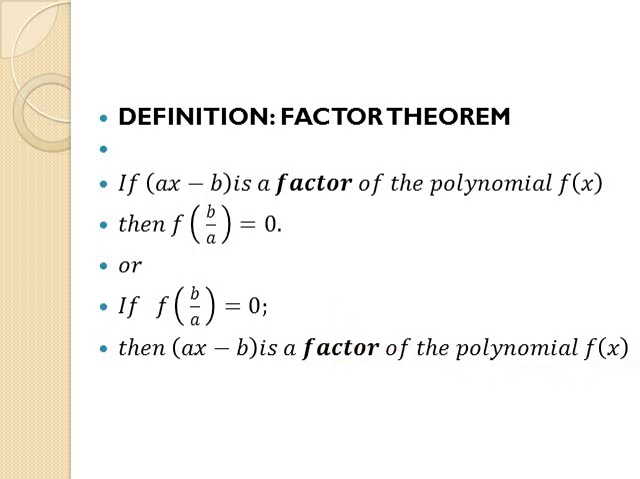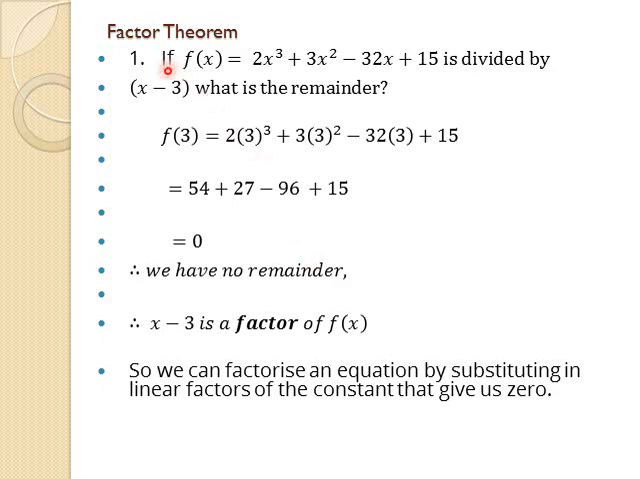Right, so let's look at how we use this. If f of x equals 2x cubed plus 3x squared minus 32x plus 15, and it's divided by x minus 3, what's the remainder? If I solve x minus 3, x would equal 3, right? So if I substitute 3 in there, that becomes 2 times 3 cubed plus 3 times 3 squared minus 32 times 3 plus 15. So that gives me 54, 27, minus 96, plus 15, and if I add all of that up, it gives me 0.